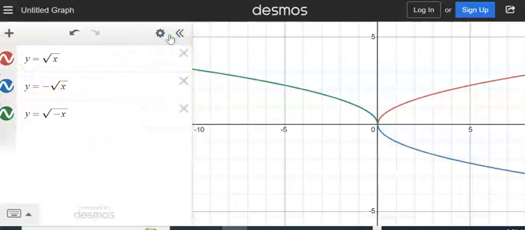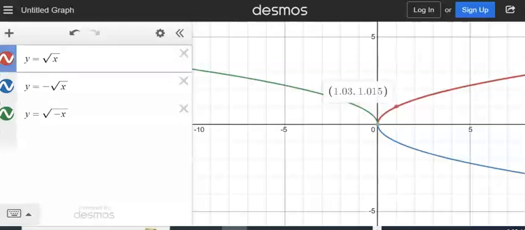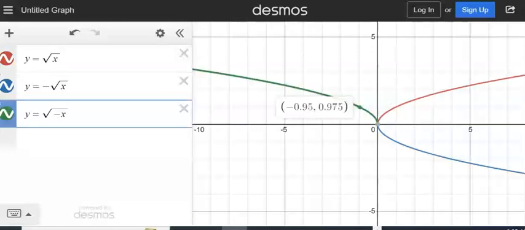Okay, so the negative is on the inside. It flipped it over the y-axis, didn't it? Did it? Yeah. Yep. Now I want to show you something. When it's reflected over the y, that means we negated the x's, correct? So look at this point right here. What point is that? 1, 1. This point here should be negative 1, 1, right? And it is, isn't it?